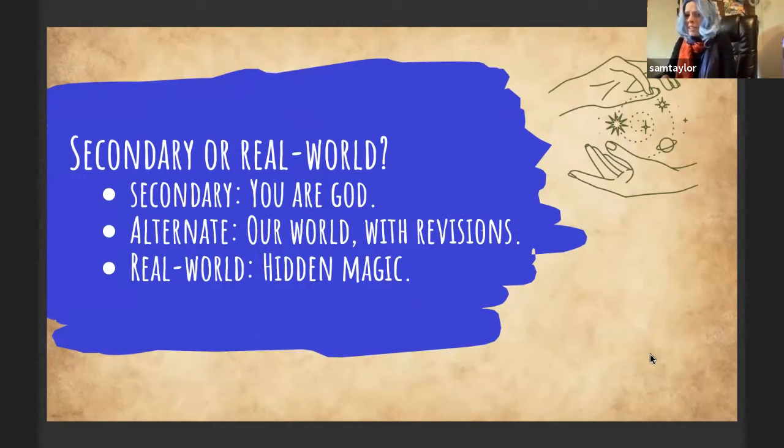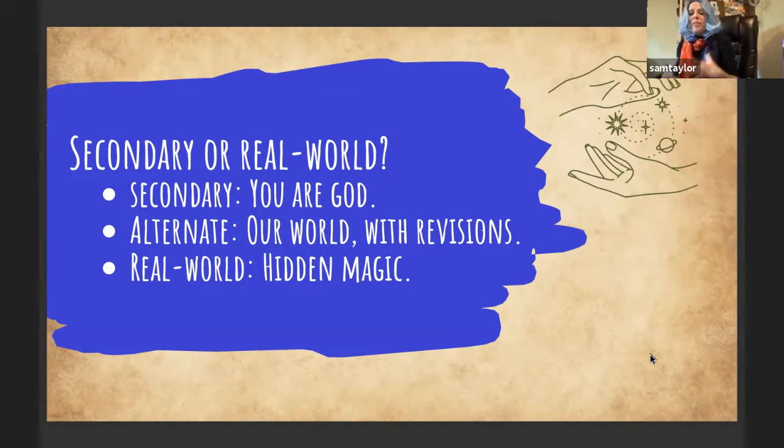So when you're building a fantasy world, one of the very first things you'll want to be asking yourself when you start with the world building is, are you going to have a secondary world, or is it going to be grounded in some kind of reality in our world, whether it's a little bit different or not? Secondary fantasy world, it is a completely new world that you are crafting from scratch. Basically, you get to be God for this fantasy world. Everything for it comes out of your mind.